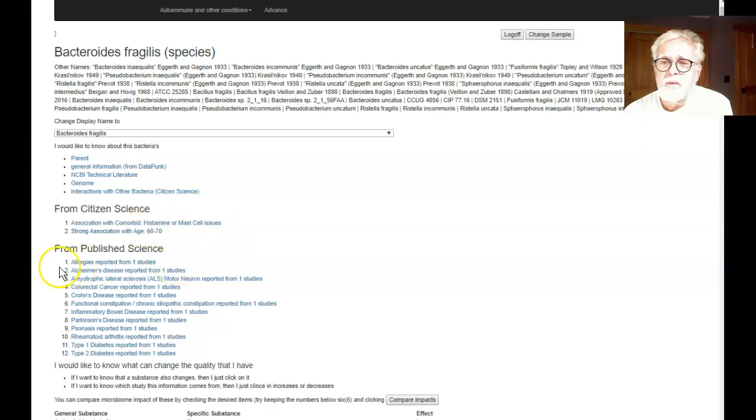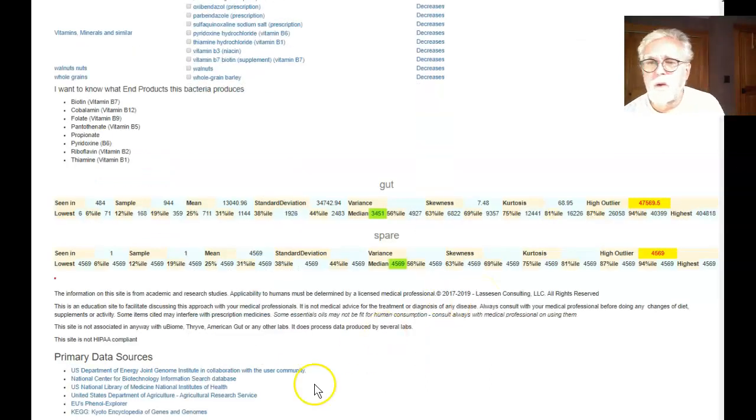From published science, we see that these are conditions where high levels of just one, or low levels of those, are associated with certain medical conditions. You can click View to get the citations. Down at the bottom of the page is where we really want to go.